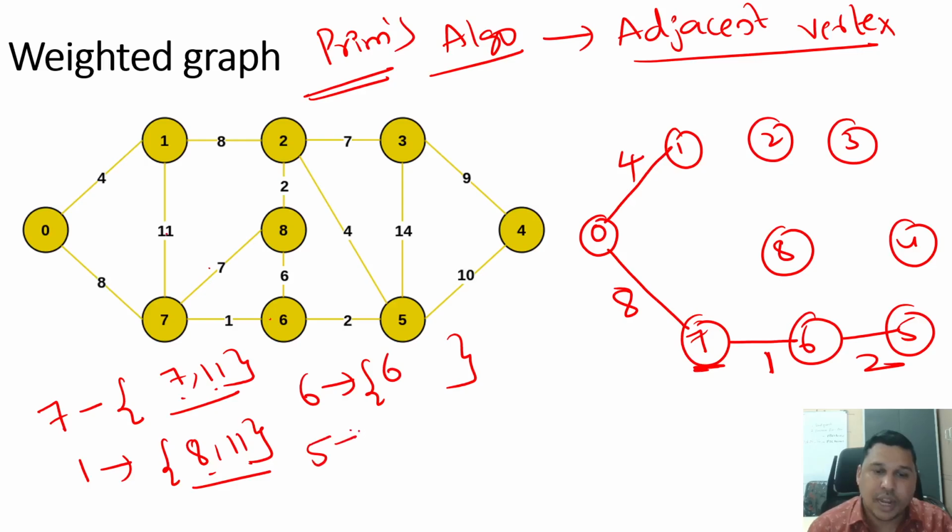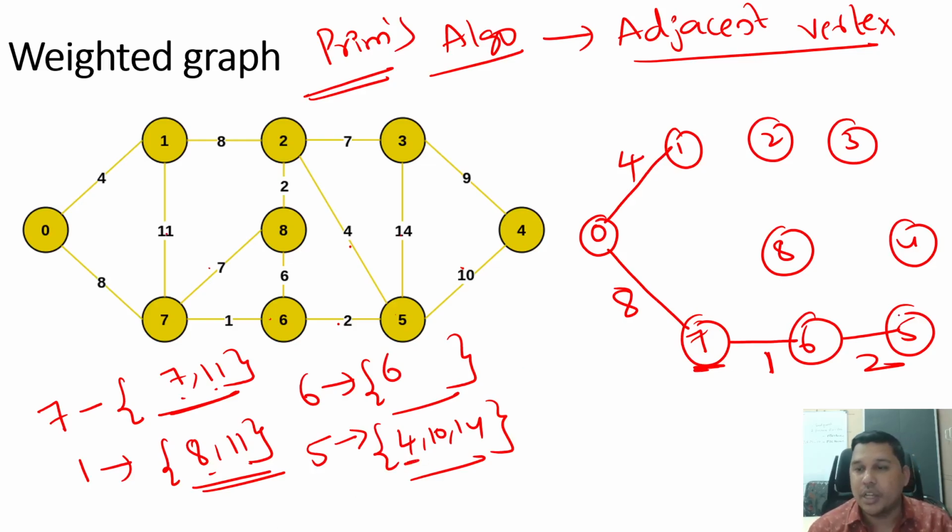So put 5 and list down its alternatives. One alternative for 5 is 2, that is gone. So we have 4, 10 and 14. Okay. Now which one among these 7, 11, 8, 11, 6 and this, which one is the minimum cost one? 4 is the minimum cost one, that is from 5. So from 5 to 2, that is the minimum cost one. Put it there, 4. Now this 4 is removed from here.